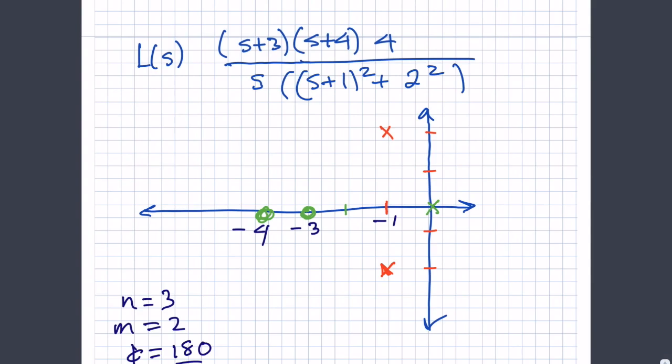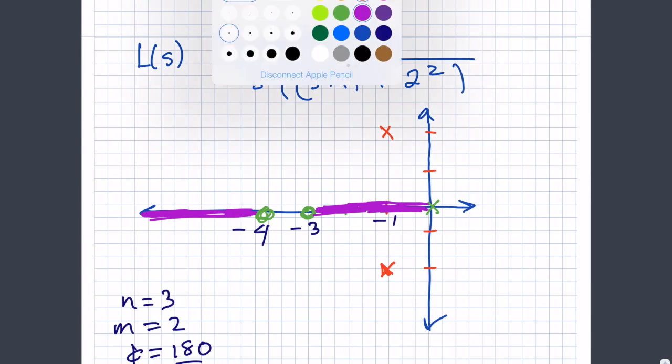Then we can look at what happens along the real axis. Is the real axis part of the root locus? We know from our techniques that this will be a part of the root locus along the real axis here, and then we skip the middle part between the 2 zeros, and this will also be a part of the root locus.